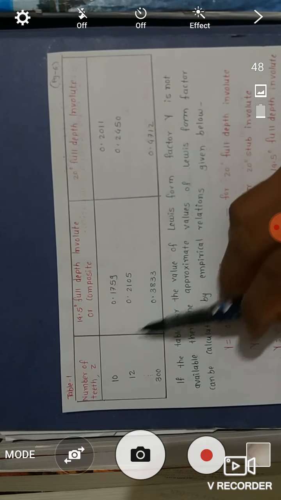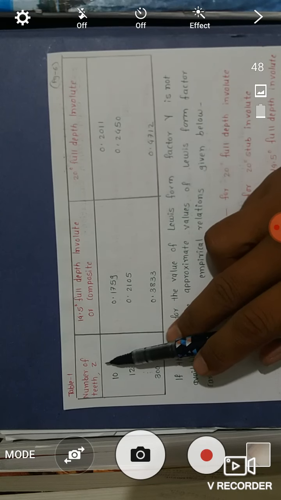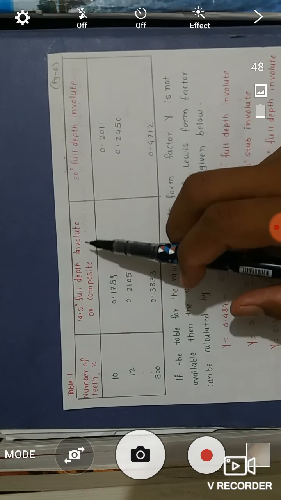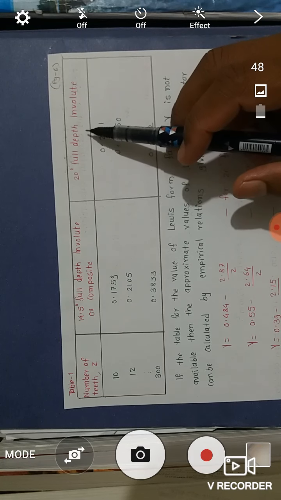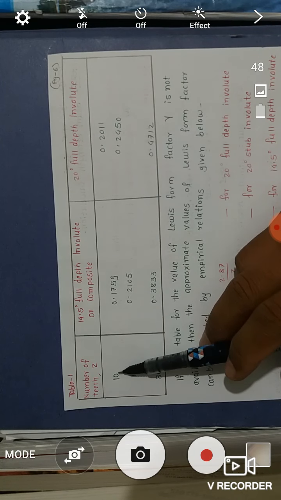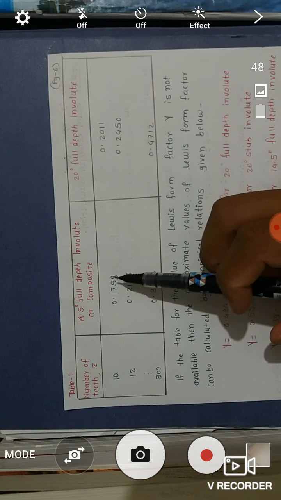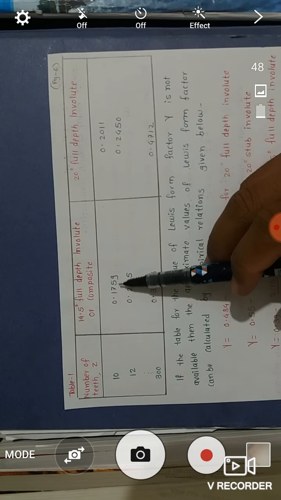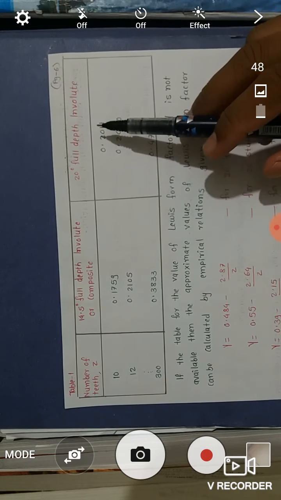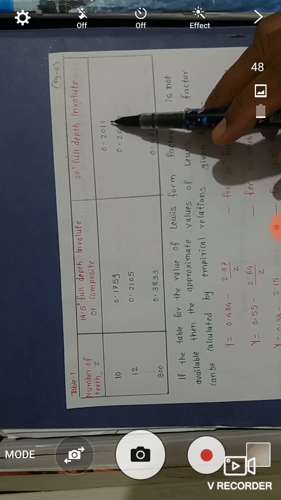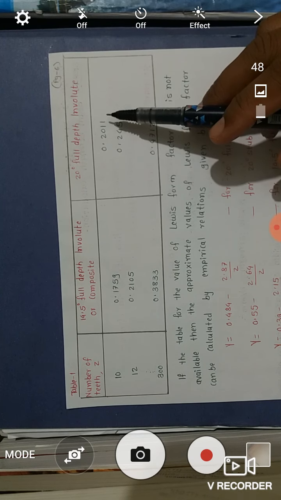If we consider this table number 1, the column headings are number of teeth, then second heading is 14.5 degree full depth involute, and third heading is 20 degree full depth involute. If we consider number of teeth as 10, then for 14.5 degree full depth involute or composite system, we take the value 0.1759. If the 20 degree full depth involute system is there, then we take 0.2011 as the Lewis form factor Y.